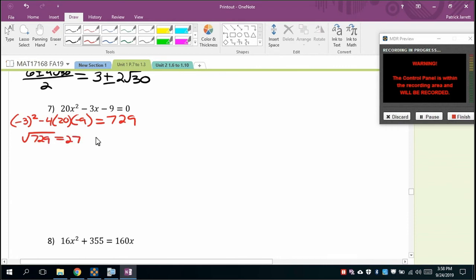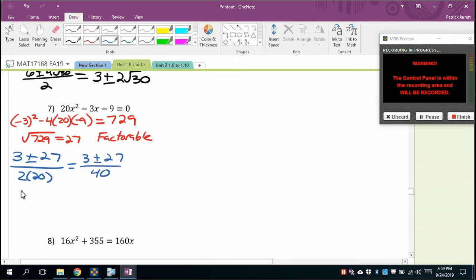So this will be factorable, and that's going to be fun to factor, but it is factorable. But let's get back to the problem at hand. So using the quadratic formula, negative b, which will be positive 3, plus or minus 27 over 2 times 20, which is 40. So you'll have 3 plus or minus 27 over 40. So 3 plus 27 over 40 would be 30 over 40, which becomes 3/4.